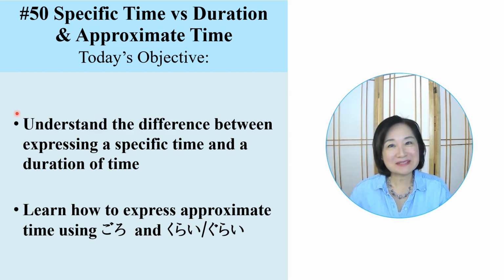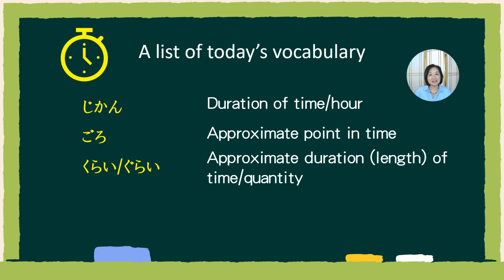それでは始めましょう。First, let's quickly go over some key vocabulary words that you will see throughout this episode. 時間 is used to express duration of time. Goro is used to show an approximate point in time. Kurai or gurai is used to show approximate duration of time or quantity. And this word kurai has two pronunciations, either kurai or gurai, and can be used interchangeably.